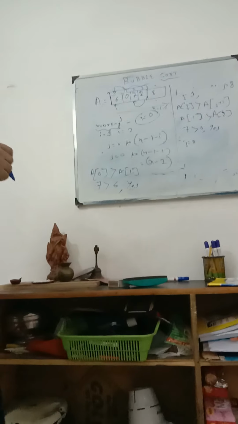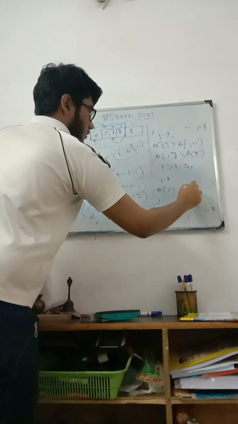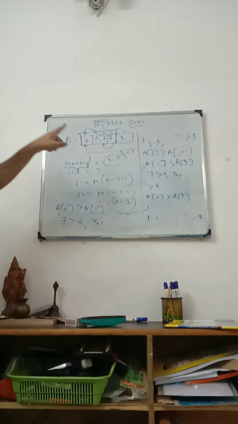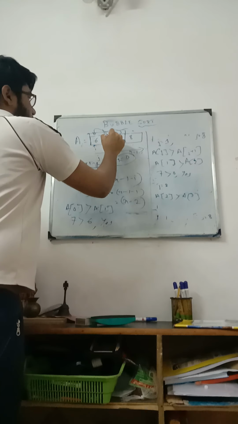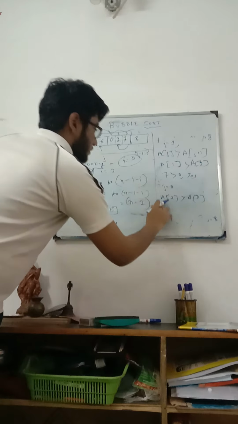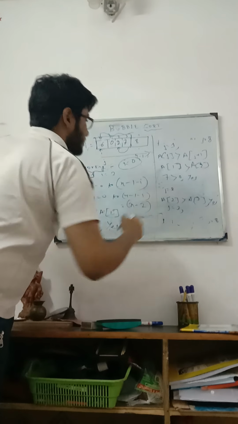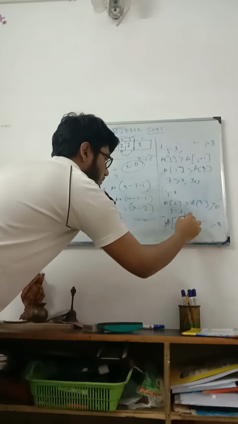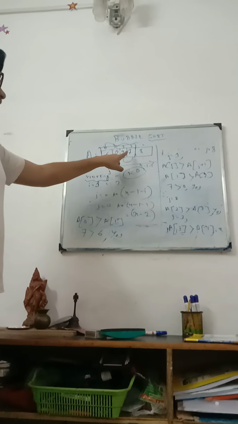If j is equal to 2, then a of 2 has to be greater than a of 3, this third variable. Here 7 is greater than 2, so again it will be swapped. 2 and 7. Now j is 3. So a of 3 is greater than a of 4. Suppose 7 is greater than 8.